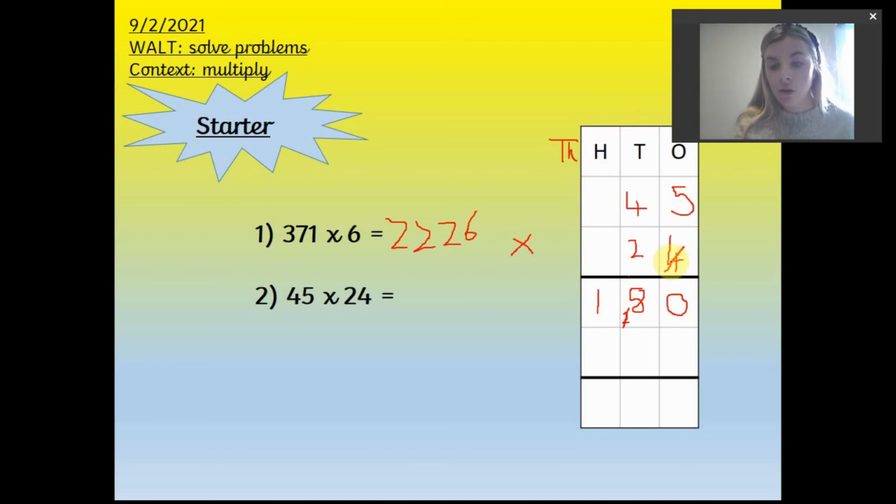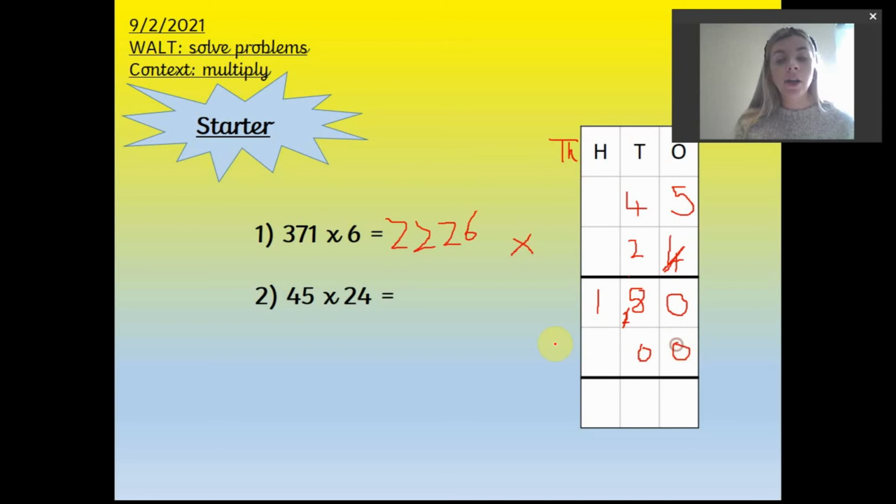Now I'm going to cross through my 4 because I've used him now. I've done 45 times 4. Now I need to do 45 times 20. So I'm going to start with here. I'm going to start with 20 times 5. 2 times 5 is 10, so 20 times 5 will be 100. Now I'm going to put my 2 zeros here for 100.